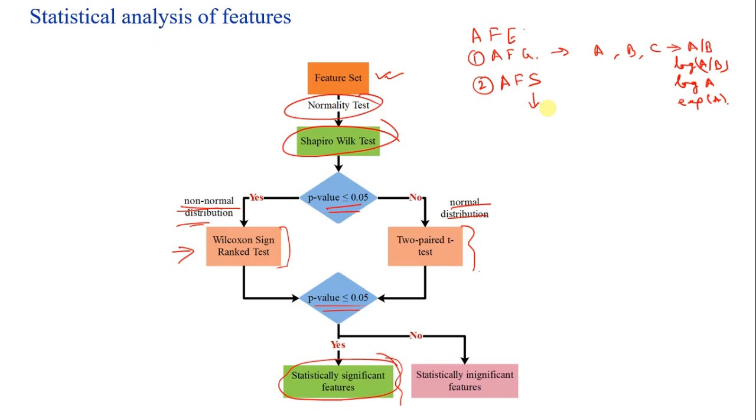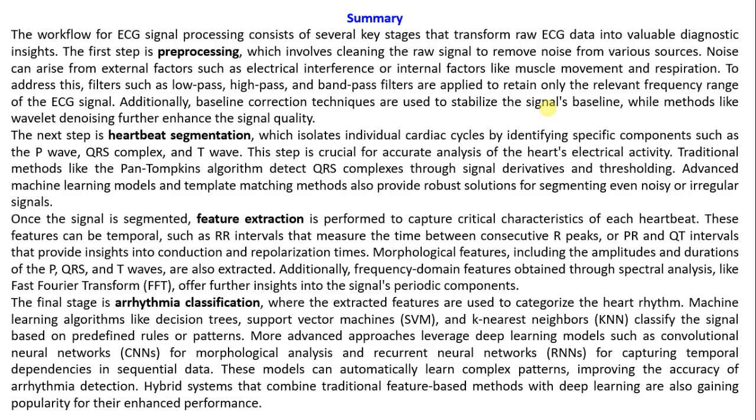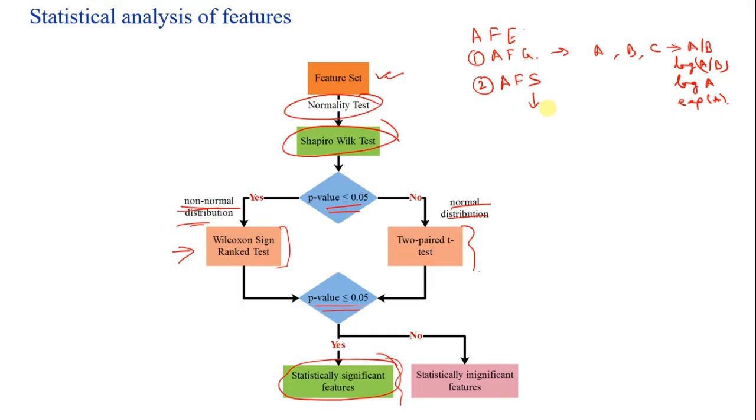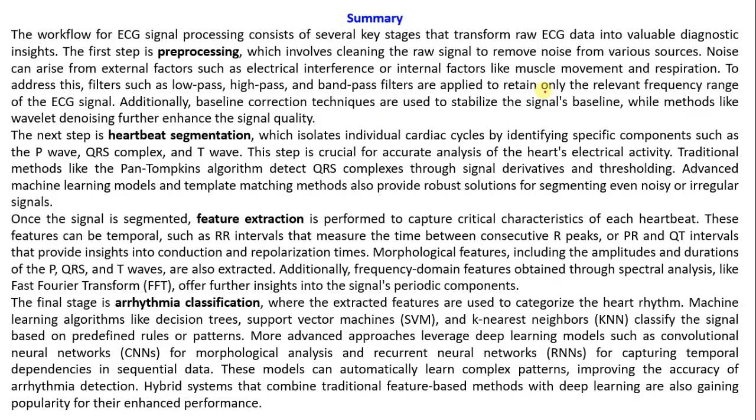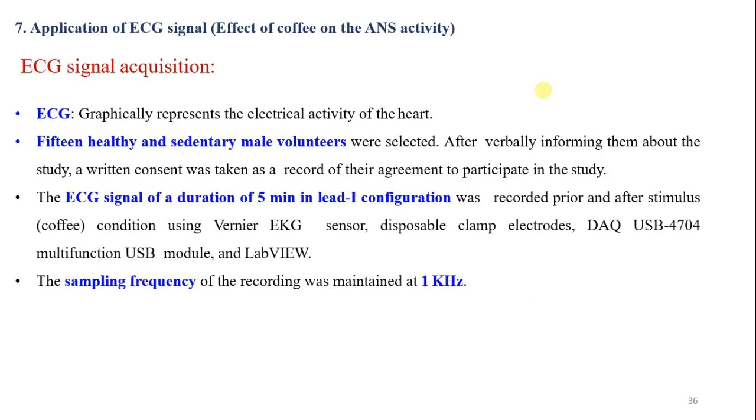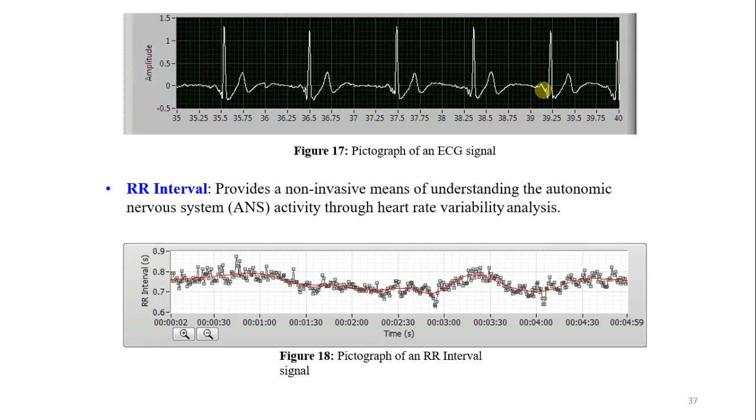Next, I will give you an example of one of the students who worked on how coffee can affect the autonomic nervous system. I'm not going into the details again. You must have heard of RR intervals. What are RR interval signals? We have talked about the different QRS complexes. The time duration between two peaks is regarded as the RR interval. And when you get a series of consecutive RR intervals, it is called an RR interval signal.